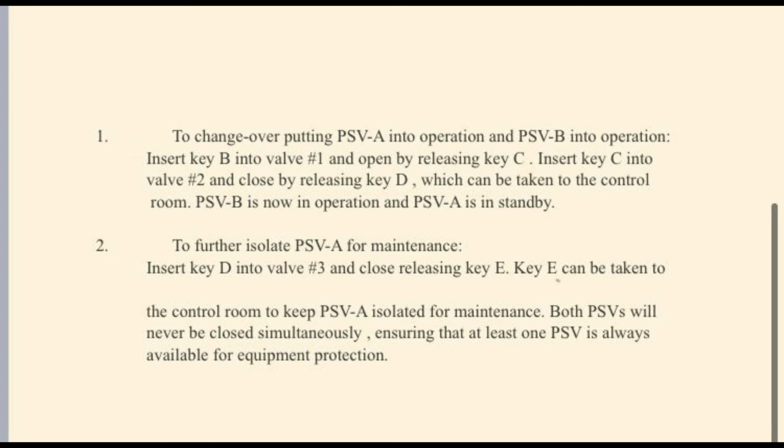Lastly, to further isolate PSVA for maintenance, insert key D into valve 3 and close it, releasing key E. Key E can be taken to the control room to keep PSVA isolated for maintenance. Both PSVs will never be closed simultaneously, ensuring that at least one PSV is always available for equipment protection.